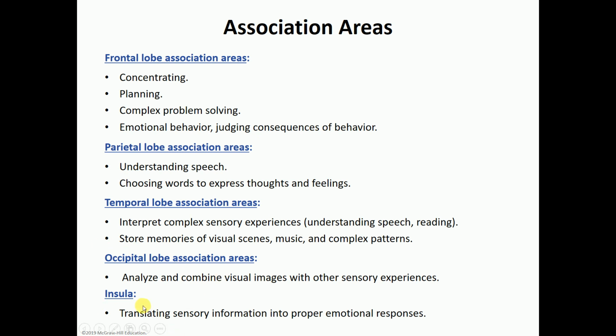The insula is where we translate sensory information into proper emotional responses. Let me give you an example to compare what that means. Let us say you're watching TV and then all of a sudden there is a lion roaring. You're hearing the lion roaring using your temporal lobe, and you can see it using the visual lobe, that it's on the TV.